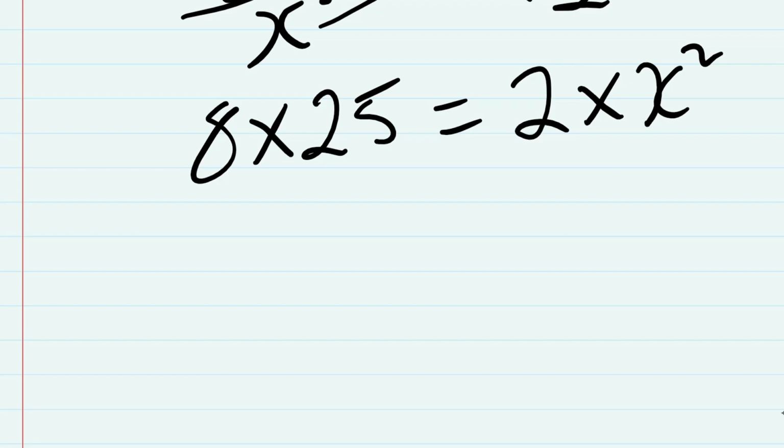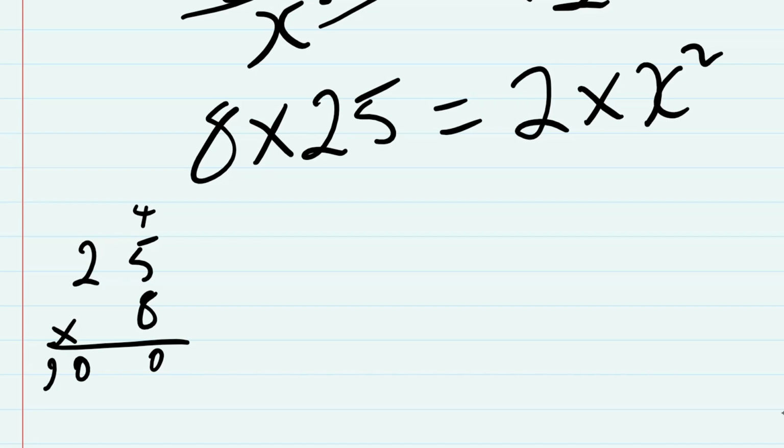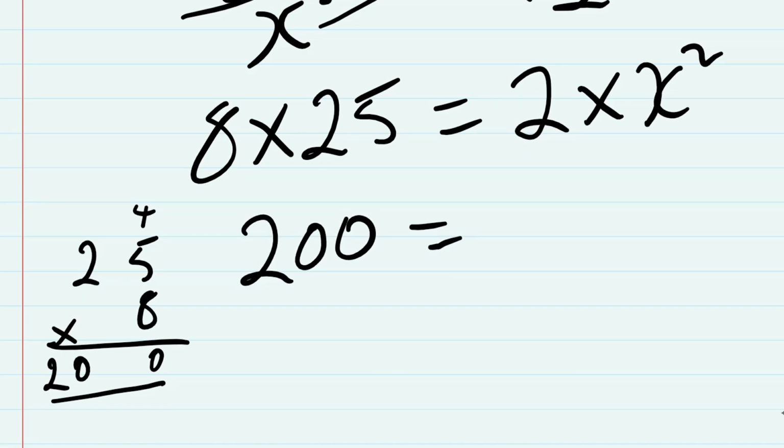So right here, we're not going to use any calculator. So let's see, 8 times 25. If I have 25, then I have 8 times. 8 times 5 gives me 40, right? I put down 0, carry 4. Then 8 times 2 gives me 16 plus that 4 is going to be what? 20, right? So in this case, 8 times 25 is going to give me 200 equals 2x squared. 2 times x squared is going to give me 2x squared, right? So we proceed.